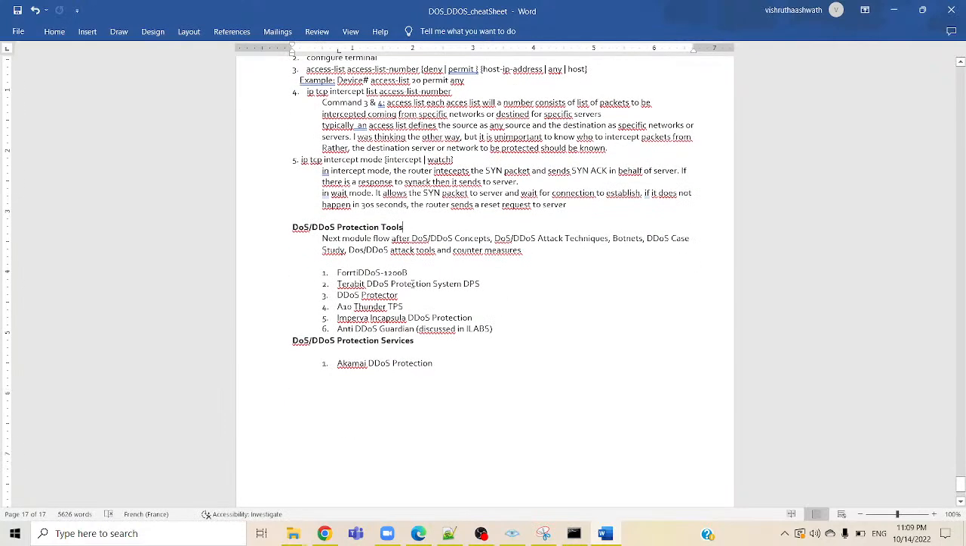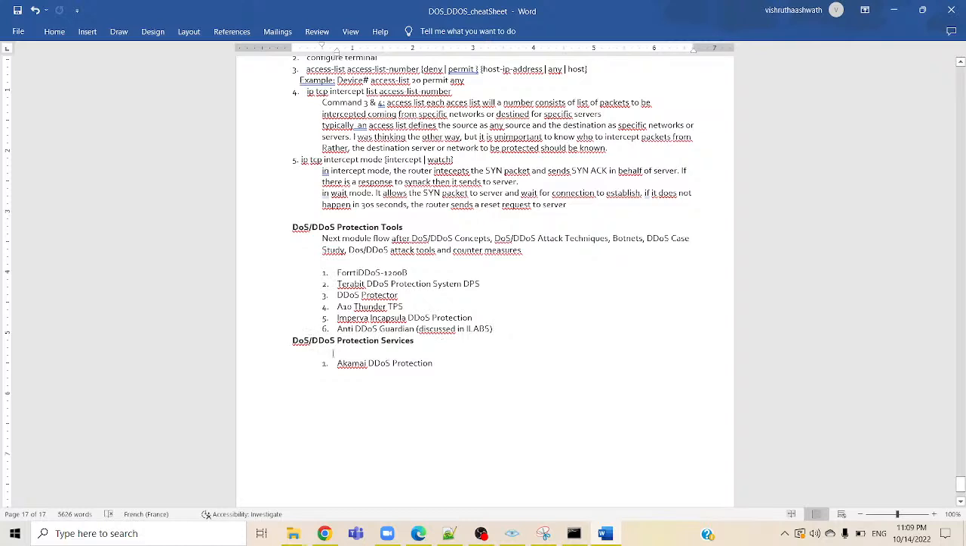DDoS protection tools. Next module. This is the last module. Some of the examples are given here: Fortinet FortiDDoS 1200B, Terabyte DDoS Protection System DPS, DDoS Protector, A10 Thunder TPS, Imperva Incapsula DDoS protection, Anti DDoS Guardian. This is discussed in iLabs.